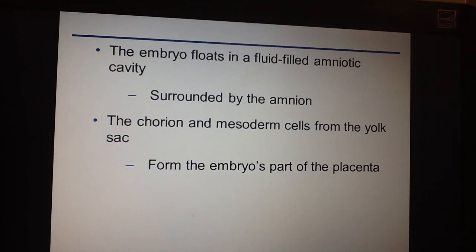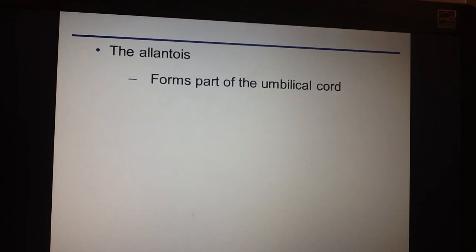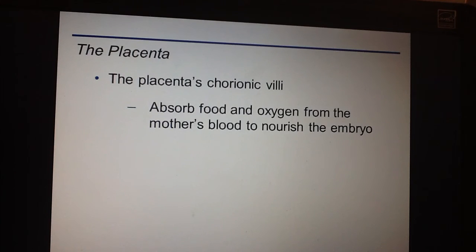Now, the embryo itself is floating in a fluid-filled amniotic cavity, which is surrounded by the amnion. And it allows that embryo to absorb food and oxygen from the mother's blood.